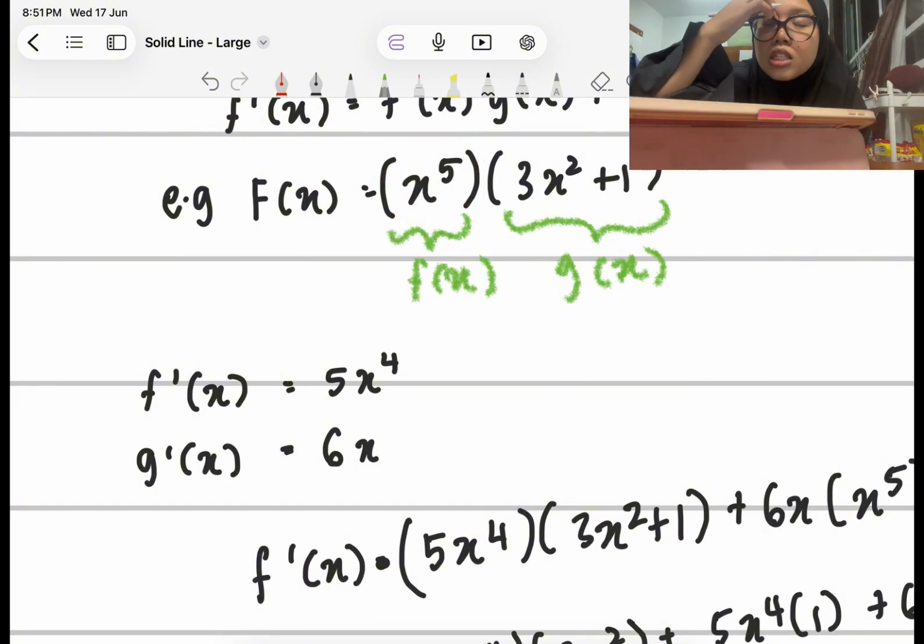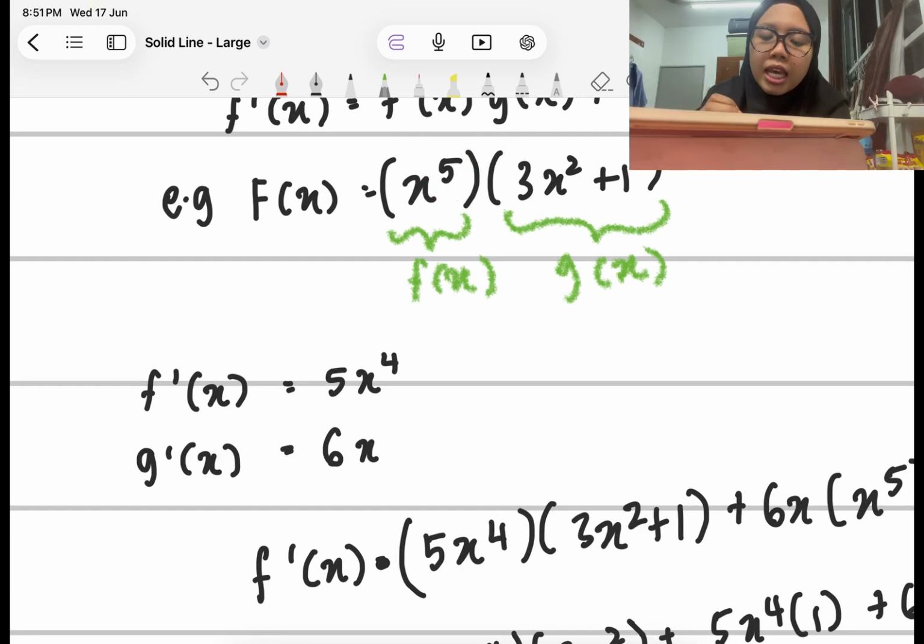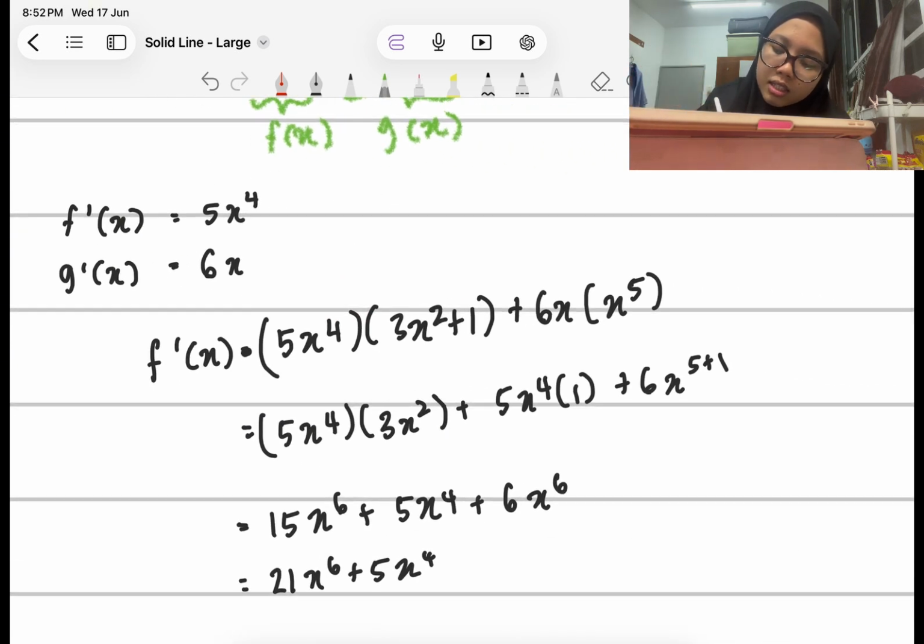Like I said before, it connects with the power rule. Like here, 5 we minus with 1, we have 5x to the power of 4. And then we have g prime x equals to 6x, because 2 times with 3 we got 6x, and we need to minus 1. The x to the power of 2 we need to minus with 1, so we don't have any power left, so we have 6x. And then this is the final answer after we added up everything.